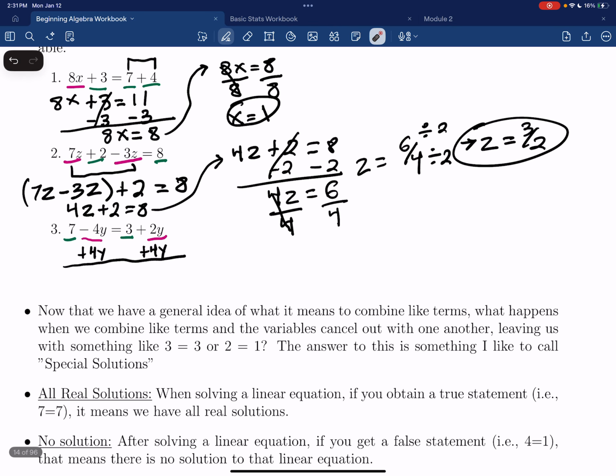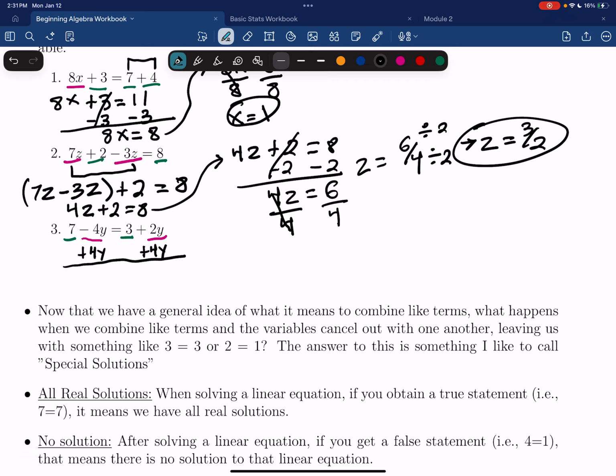So me personally, I did this because I avoid negative numbers if I can. So that's one thing to keep in mind, is that sometimes to make your life easier, if you can, avoid negative numbers and only have positive numbers. So that's why I did that specifically. But subtracting 2y on both sides is also just as logical. So we have 7 equals 3 plus 2y plus 4y, that's 6y.